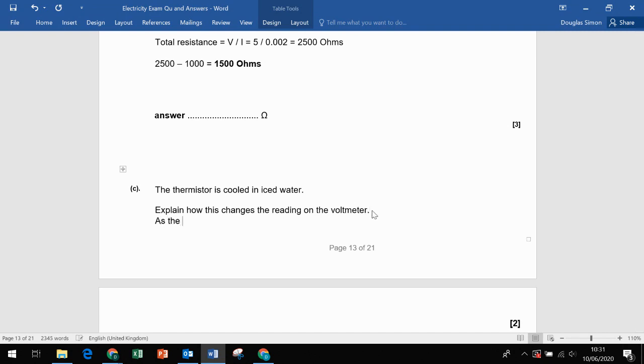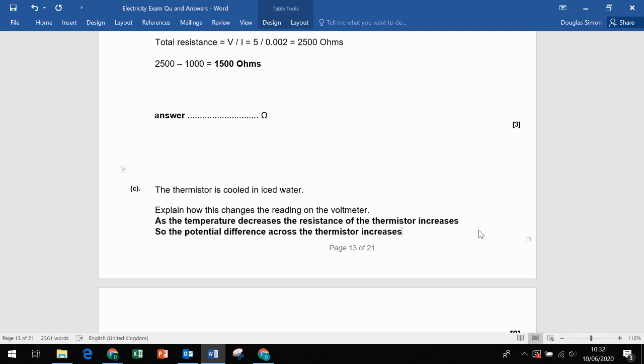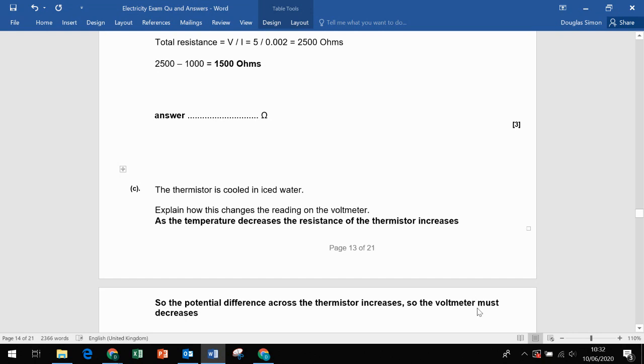So as the temperature decreases, the resistance of the thermistor increases. Right, this should always be the first thing you write down in one of these questions, or the opposite. So what happens if its resistance increases? So the potential difference across the thermistor increases, right? Because more resistance, more potential difference. So the voltmeter must decrease. Let's say reading because it's better grammar.